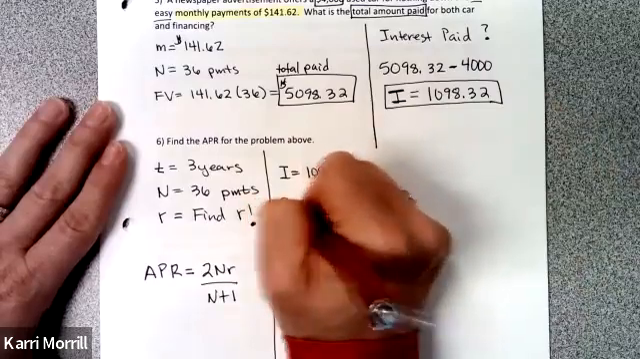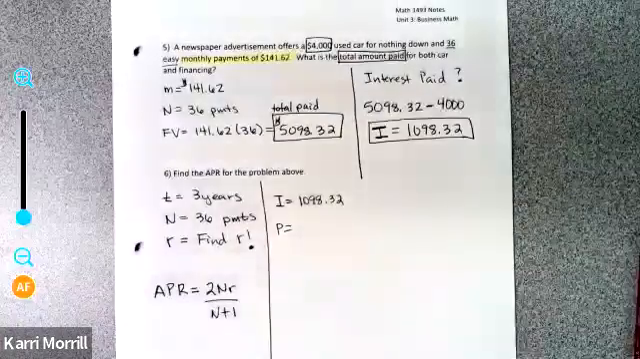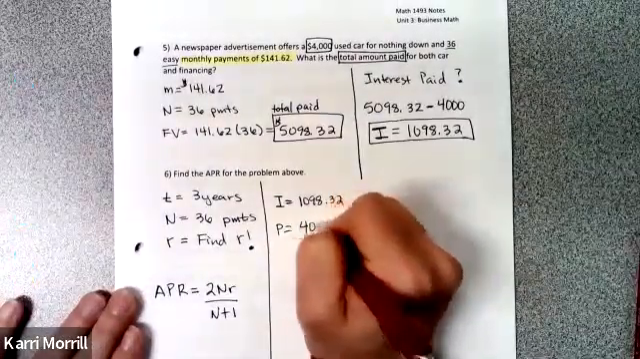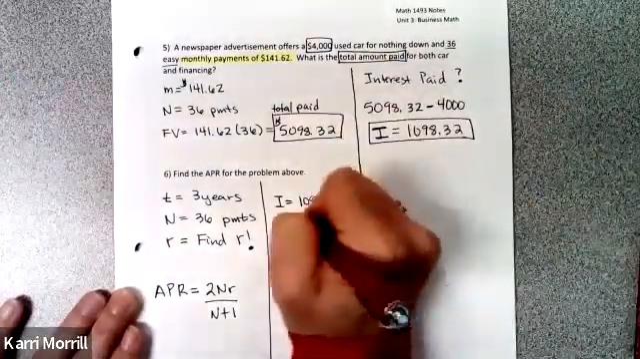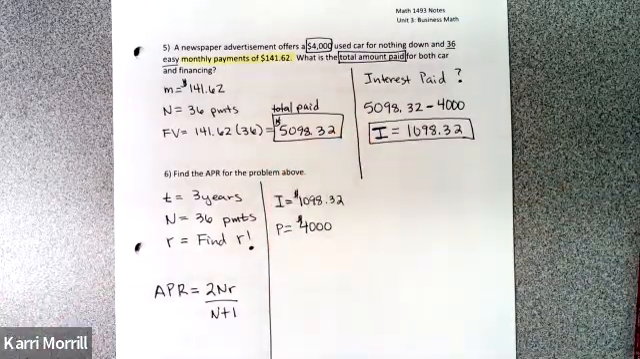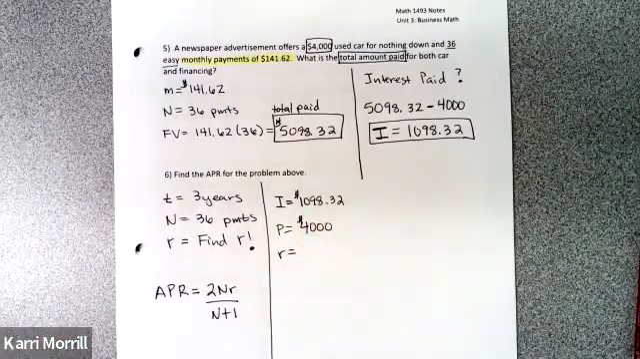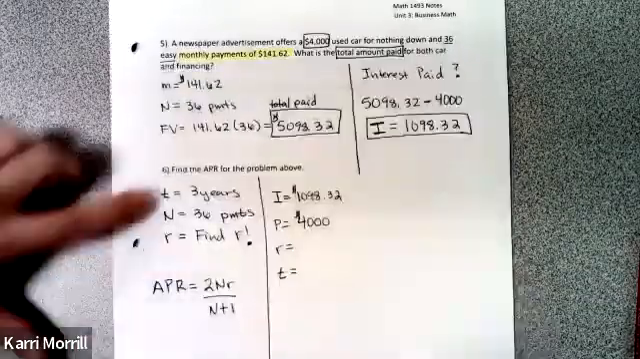My principal was how much? How much did we originally purchase the car for? $4,000. They don't say, well, they do. They say this is what it offers that car for. That's what they purchased it for, $4,000. We don't know the rate, that baseline rate that we need for APR. But we do know the time, and that's where my 3 years came from.